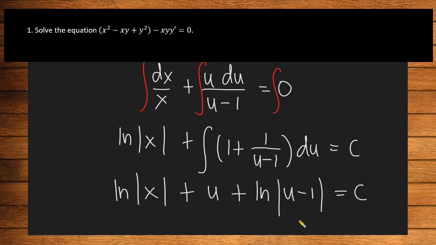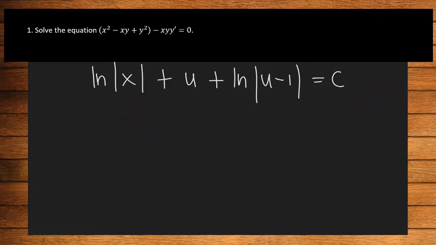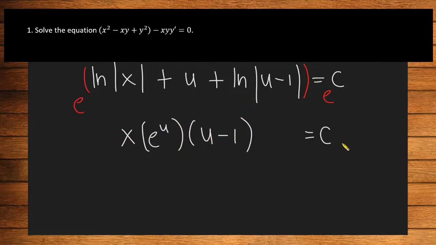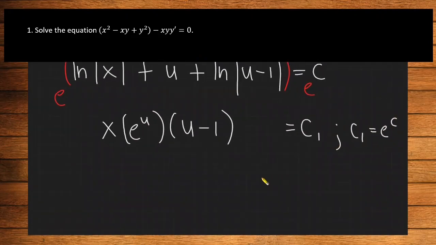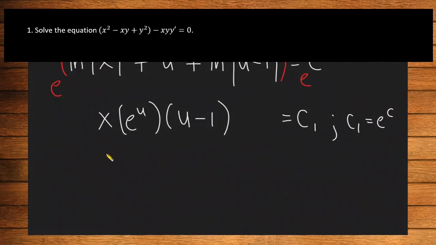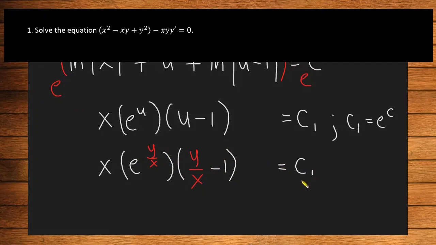So taking the exponential of both sides of our equation, again, to cancel the natural logarithm here, we will have x times e raised to u times u minus 1 equal to c1, where c1 is equal to e raised to c. So in terms of our original variables, this will be equal to x times e raised to u, and recall that u is equal to y over x. So this will be times y over x minus 1 equal to c1.